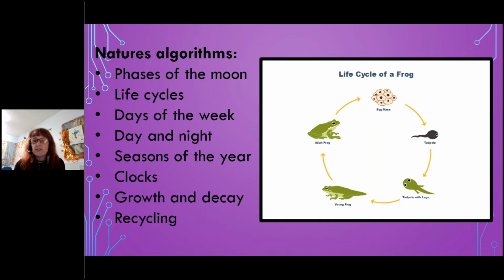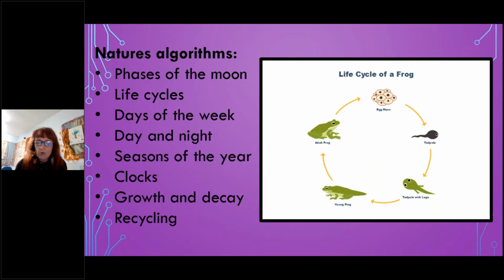So nature's algorithms: phases of the moon, life cycles, days of the week, day and night, seasons of the year, time, growth and decay, recycling, and the list is endless. So the idea that actually that frog spawn, if you follow this cycle through, is never ever going to result in an elephant. And that's the point for us. So we're talking about following a series of instructions, a pattern, and actually at the end of it, the same outcome can be guaranteed.